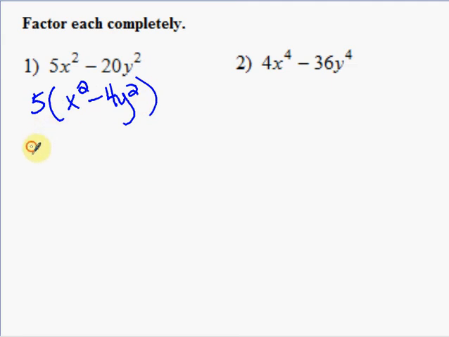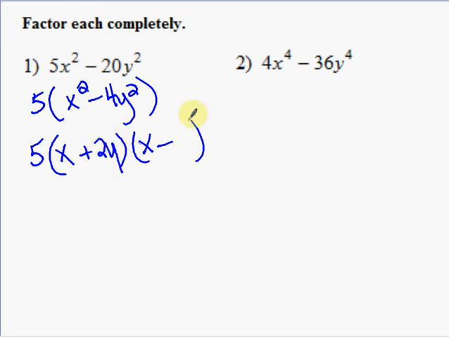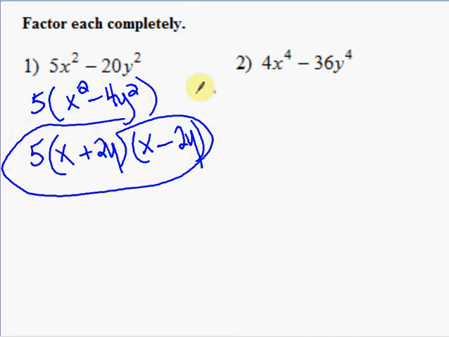Now the 5 comes along for the ride, but inside the parentheses I have that difference, and now I have my 2 perfect squares. And so as soon as I know that I have a difference of squares, I do 2 parentheses, and it's always 1 positive and 1 negative for my signs. And then I simply take the square root of my first term, which in this case is x, and the square root of my second term, which is 2y. And that is my answer.